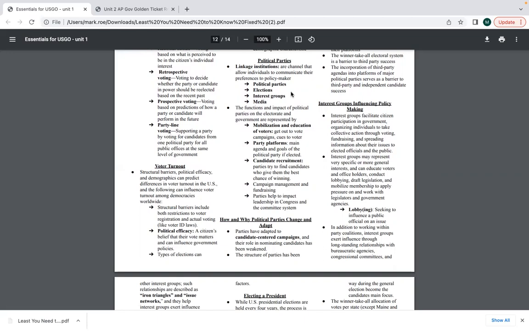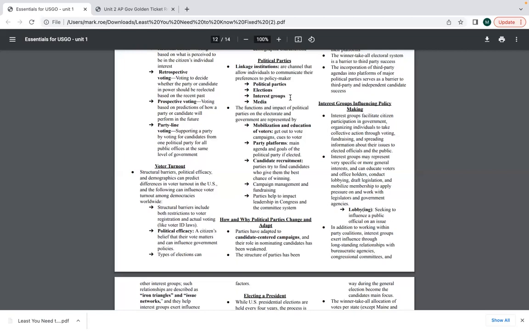Again, that's political parties. Both of these are examples of linkage institutions. Linkage institutions are those bodies that connect people with their policymakers. That could be a political party, an election, an interest group, or the media. Those are bodies that connect people and allow them to participate in trying to influence what policies are being passed. So political parties, elections, interest groups, the media, those are all things that play a factor.